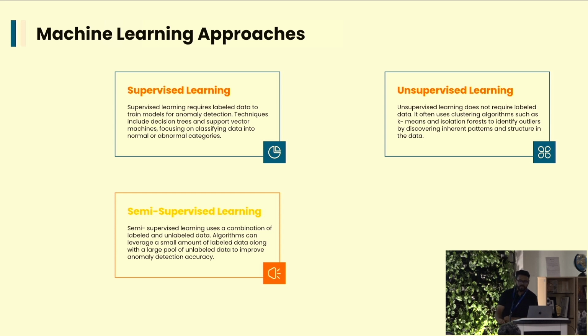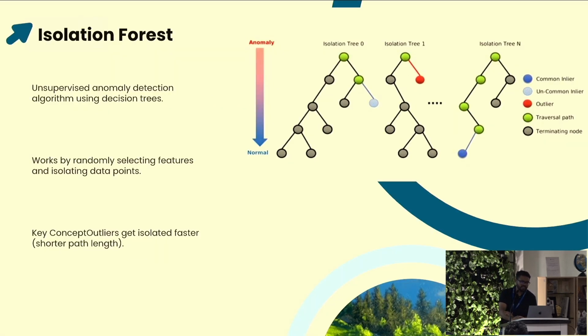So basically, machine learning approaches for anomaly detection are supervised, unsupervised, and semi-supervised. Supervised is simple: you have input data and output data is available. Unsupervised is where that is not available, so label data is not available, and it mostly handles clustering algorithms. And this is isolation forest. Some of you must have heard of it. This is one of the unsupervised techniques where anomaly detection is mostly done.